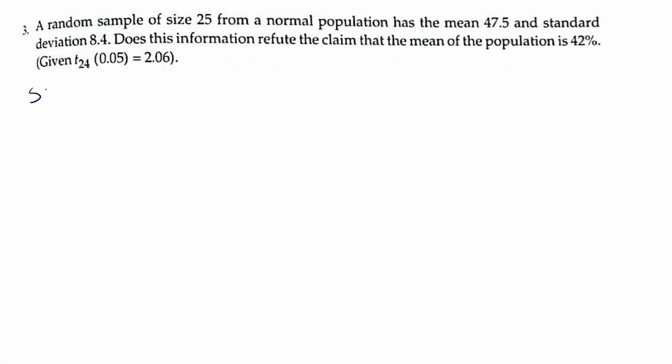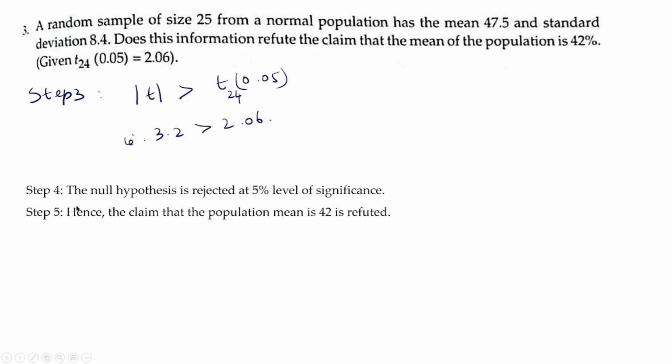So the third step is mod t greater than t 0.05 with 24 degrees of freedom. That is, 3.2 greater than 2.06. As a result, the null hypothesis is rejected at 5% level of significance. And finally, we have the result, fifth step. Hence, the claim that the population mean is 42 is refuted. Refuted means it is not agreed.